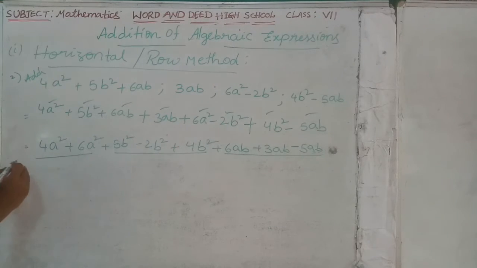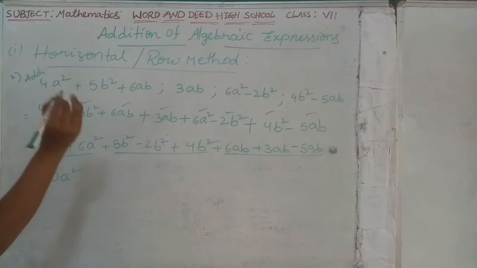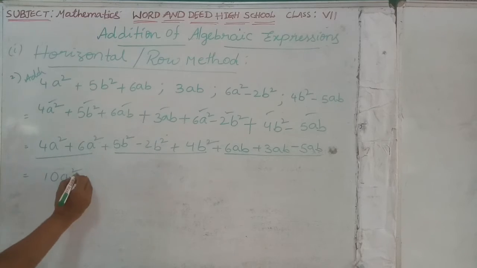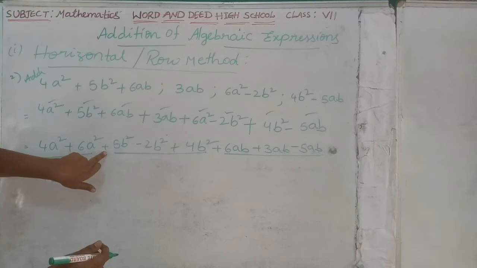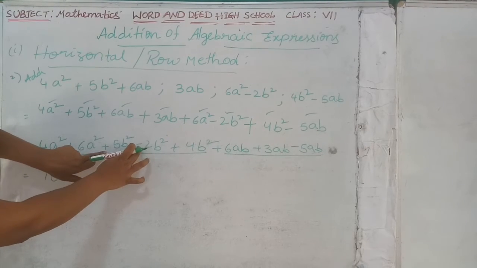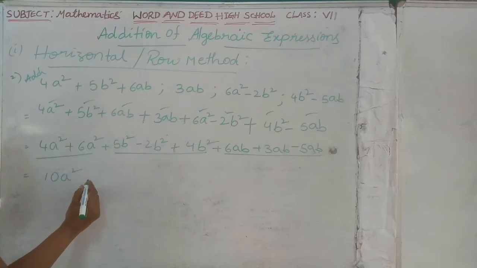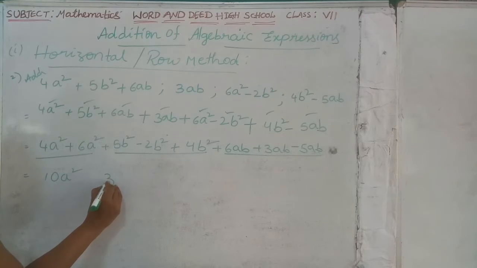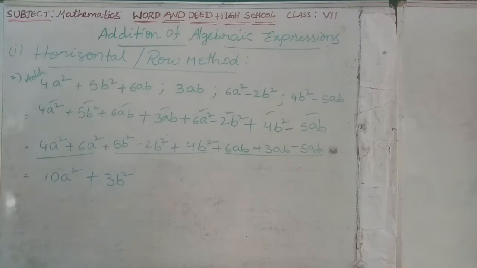Now, we have to add a square: 4a square plus 6a square. Both are positive. See, children, positive, positive. That means add, 10a square. Next, 5b square minus 2b square. So, one is positive, one is negative, which means subtraction. Usual subtraction, bigger to smaller. 5 minus 2, 3b square. In front of the bigger number, plus, then plus 3b square.